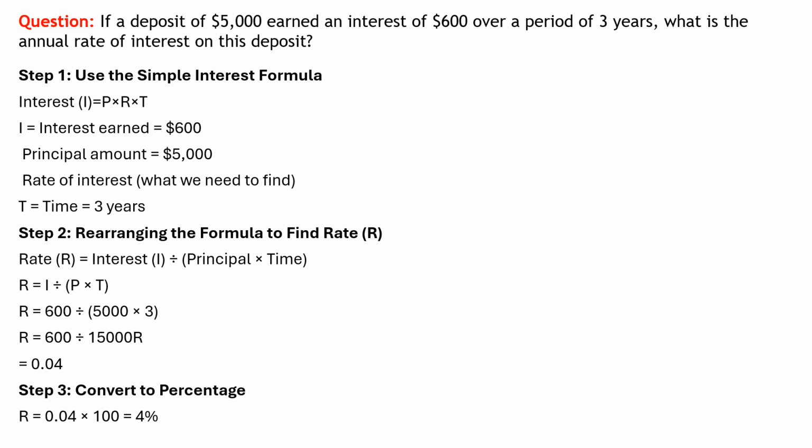We are going to use this formula. R is equal to 600 divided by 5,000 multiplied by 3. So R is equal to 600 divided by 15,000. So therefore, the answer R is equal to 0.04. By converting to percentage, R is equal to 0.04 multiplied by 100, you get 4%.